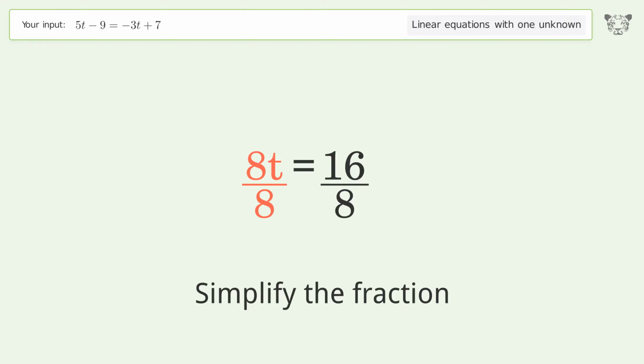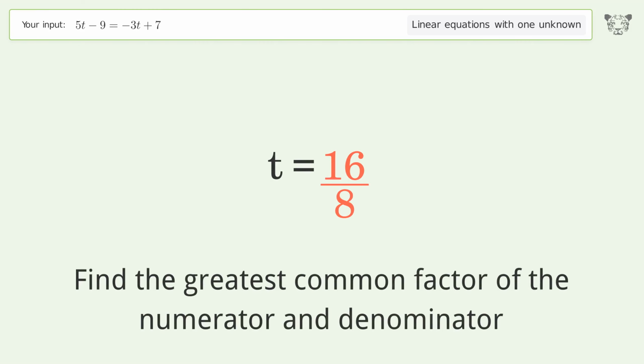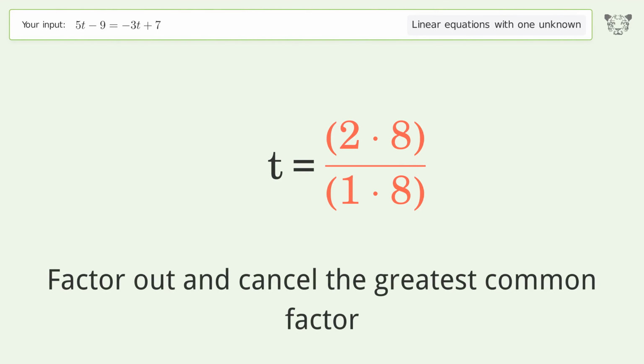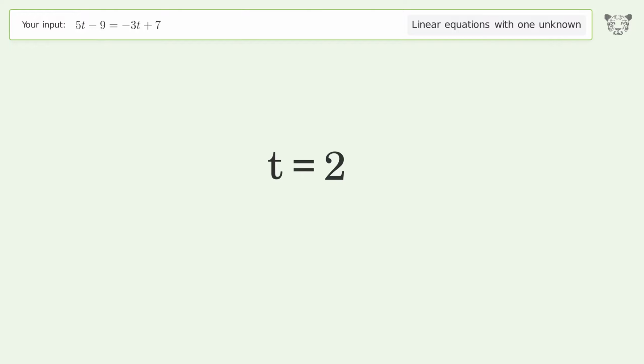Simplify the fraction. Find the greatest common factor of the numerator and denominator. Factor out and cancel the greatest common factor. And so the final result is t equals 2.